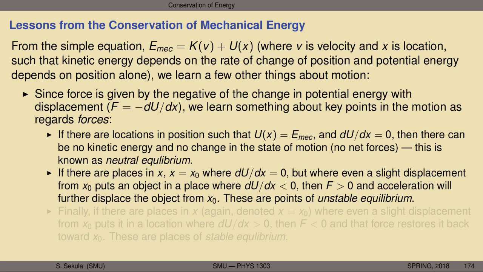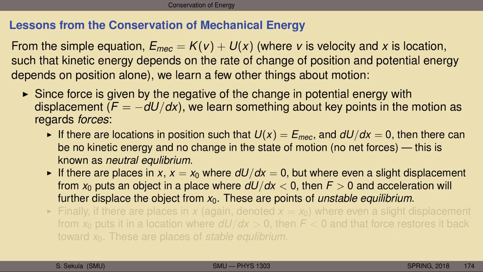Now, in contrast with that, if there are locations in x, which I'll denote as x with a subscript zero, where it is true that du dx is zero, but where even a slight displacement from that location in space will move the object to a place where du dx is less than zero, is negative, then what that tells us is that anywhere this object moves away from this special place, where there are no net forces, are places in space where the rate of change of potential energy is negative. That is, the potential energy is decreasing in any other location in space, even a teeny tiny displacement from this special location, x0. If it's true that du dx is less than zero, because F is equal to negative du dx, it will be true that the force on this object will be greater than zero, and acceleration will then further displace the object from x0.